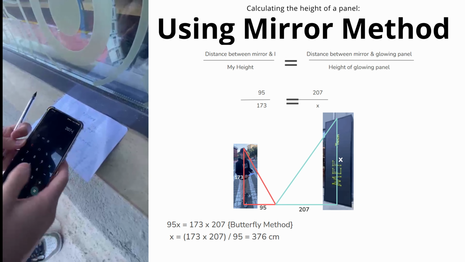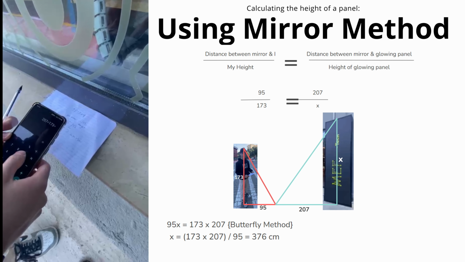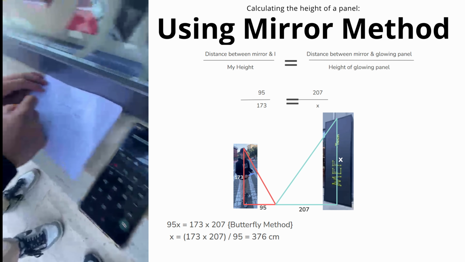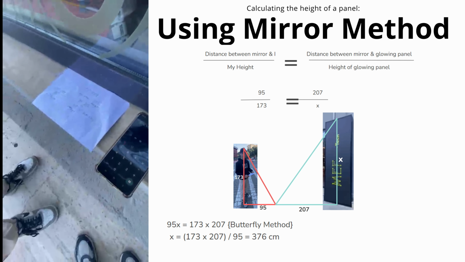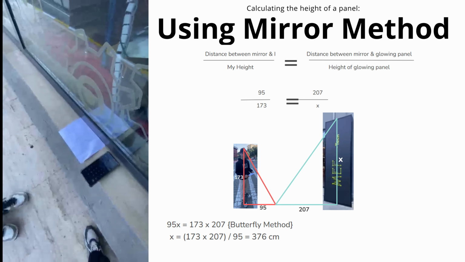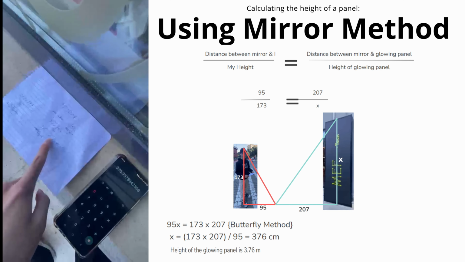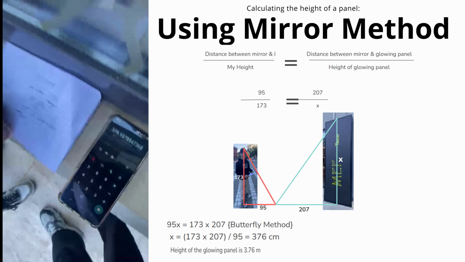207 times 173 divided by 95 is going to be 3.76 meters. That's the height of the object. Yeah, we got the result. This is the same way we calculated the x value, which is 376, but we converted it into meters.